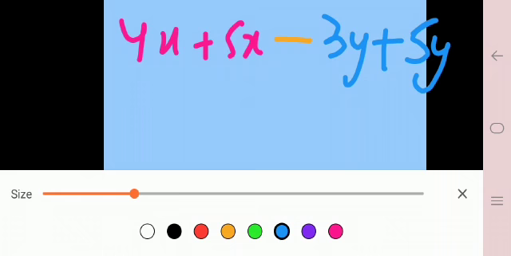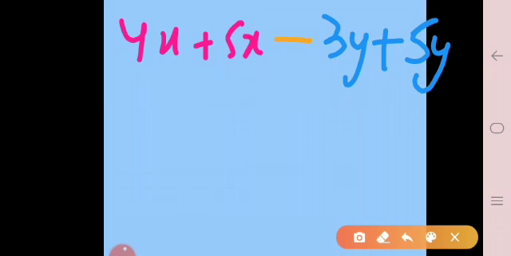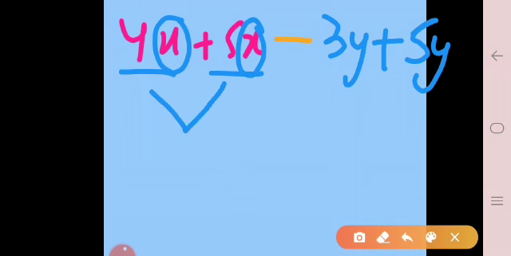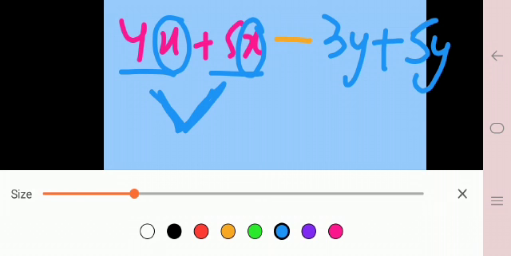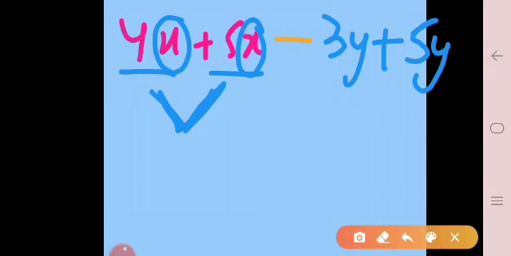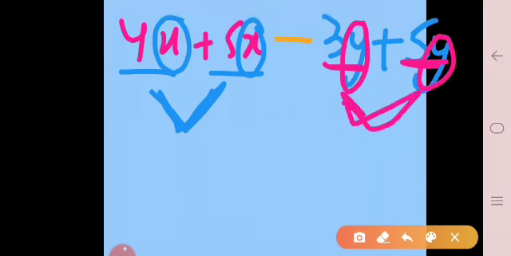So over here, if you see, those terms which have the same letters, for example like 4x, 5x, they have the same letter x. So these two terms are from the same family. Whereas if I talk about 3y and 5y, these terms have the same letter y. So these are from the same family. So what I'm going to do is I'm going to simplify terms within a same family.